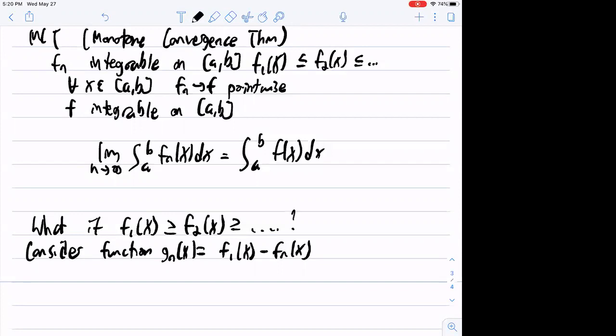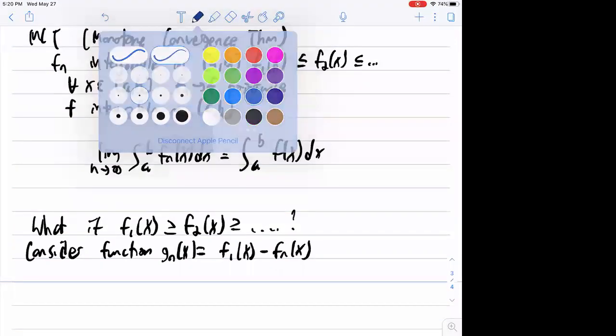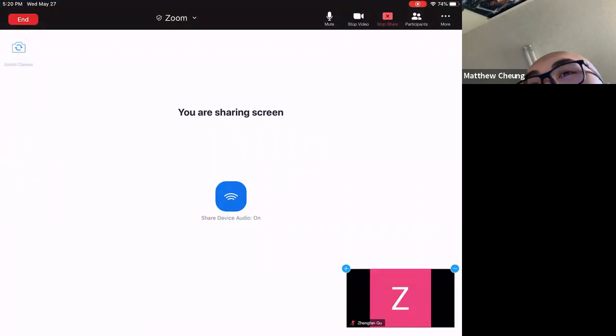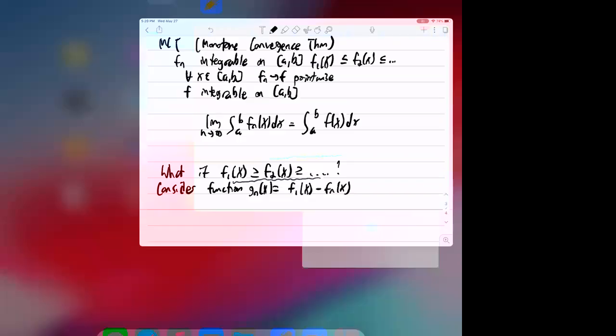If we're assuming this, is Gn of x increasing or decreasing? What is it? Anyone? So let's look at the first few terms. When n is 1, it's 0. When n is 2, it's f1 minus f2. When n is 3, it's f1 minus f3. But knowing the thing in the blue line, I'm telling you it's monotone. Is it increasing or decreasing?